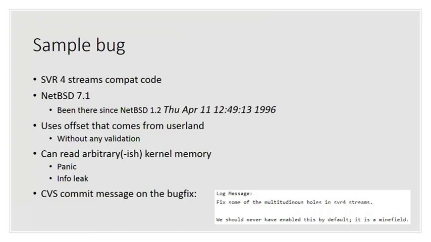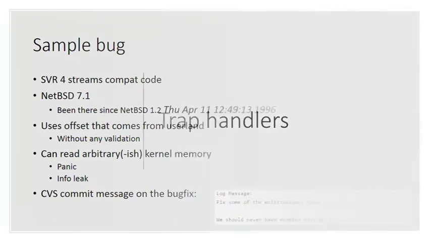They wrote it 21 years ago. They never looked back. It's there. Probably hasn't been used since 1996 too. And when I told them about it and they fixed it, the log message basically said, we fixed a multitude of holes in SVR4 stream code, and then they said we should have never enabled this by default, and that it's a minefield. And so one of the things I got them to do is, when they fixed this, they also changed their kernel config and turned this off by default.